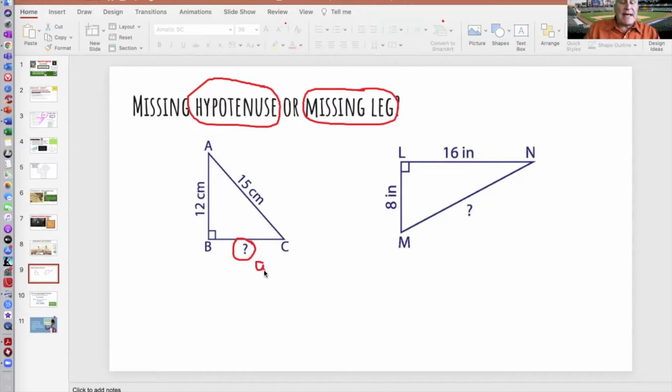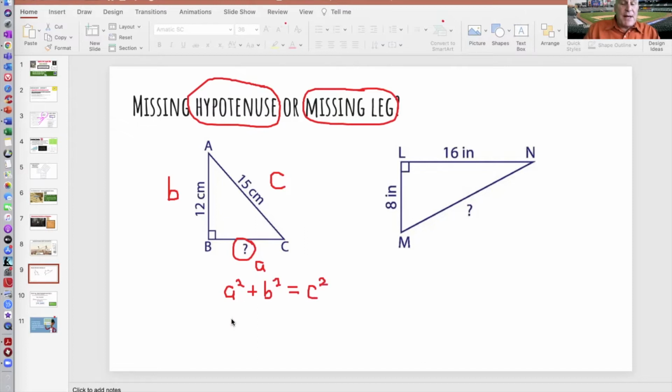Remember, I like to get in the habit of calling the shorter leg A, the longer leg B, but it doesn't matter which you call which. What is important is the hypotenuse is C. So when you're working out problems using the Pythagorean theorem, you always write down the formula first. Don't start plugging in until you've written it down. And I'll show you why that's important.